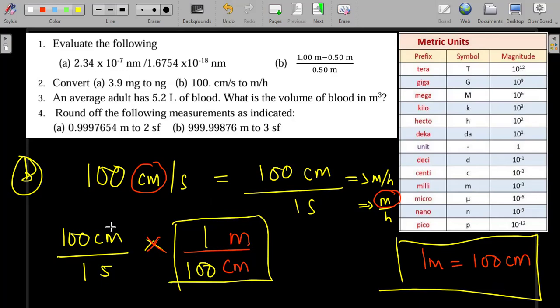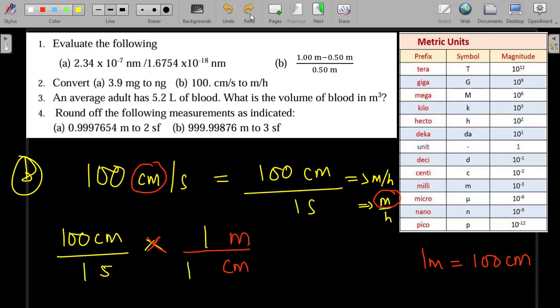If I had a meter on top here, it means the meter would have gone down, so even the one will fall. So it will be 1 meter is equivalent to 100 centimeters on top here. But here, since we have the centimeter on top, we have to put it down, so even its value will fall down there. So now this is for the centimeter.